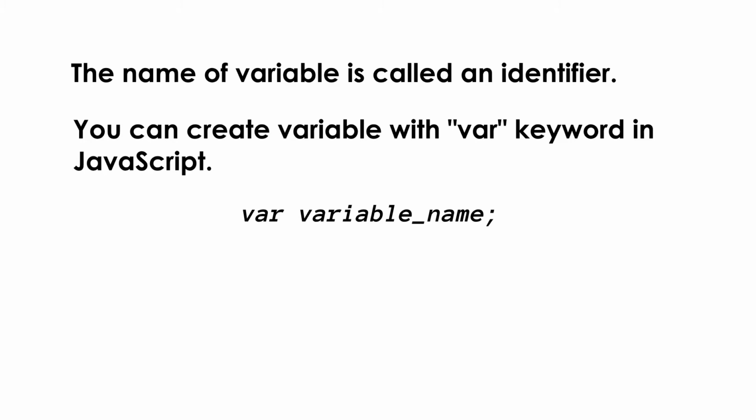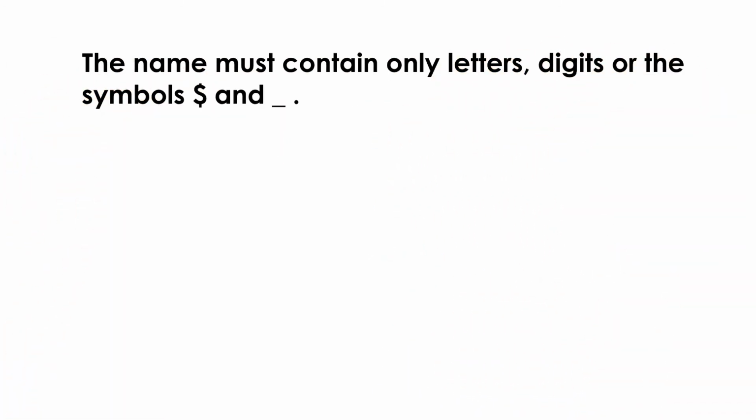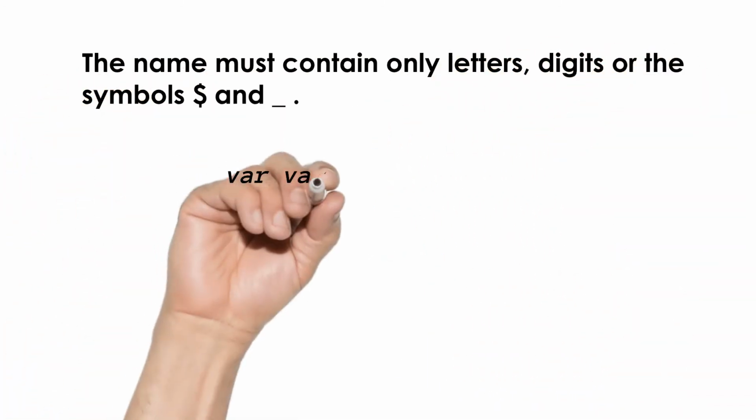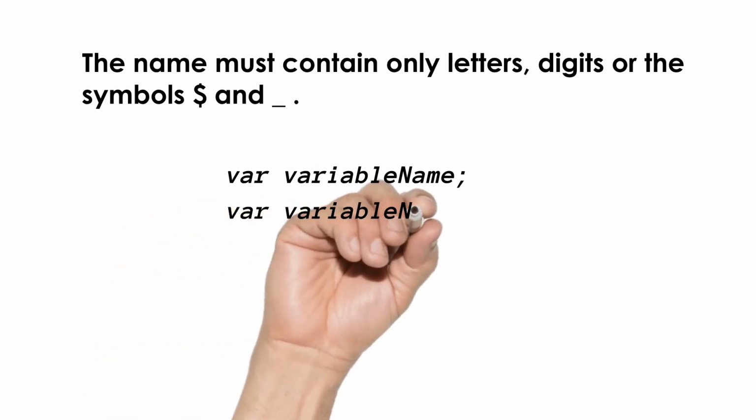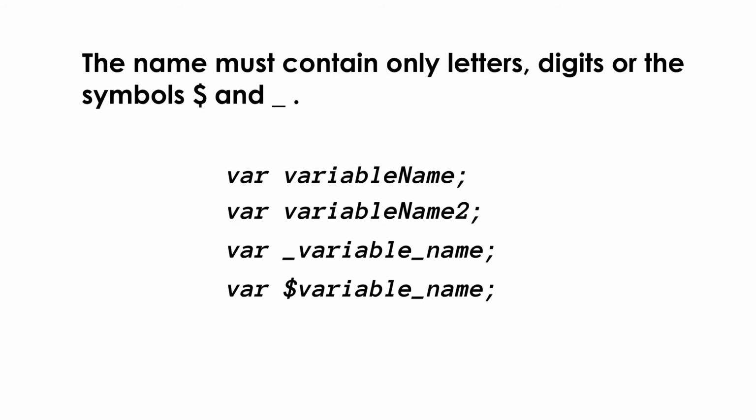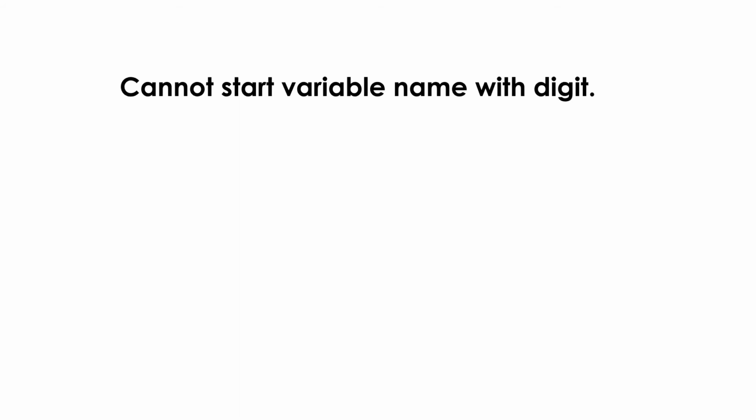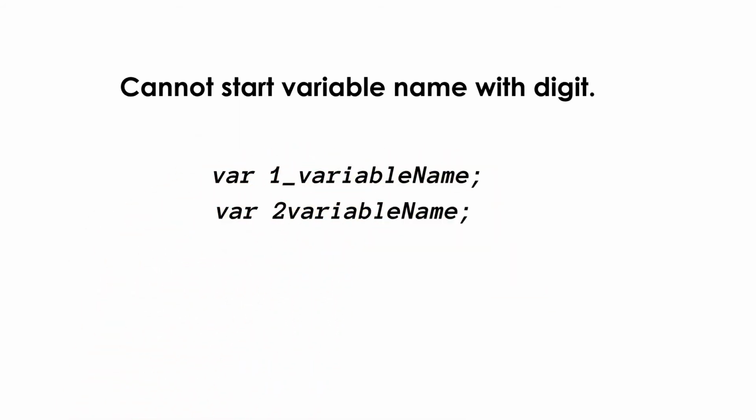There are some things you need to keep in mind before you declare variables. A variable name must contain only letters, either capital or small, digits, and symbols like dollar and underscore. Here are some examples. You can choose as per your requirement. You cannot start a variable name with digits. Here are some examples.